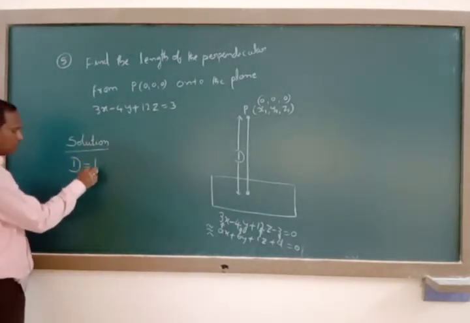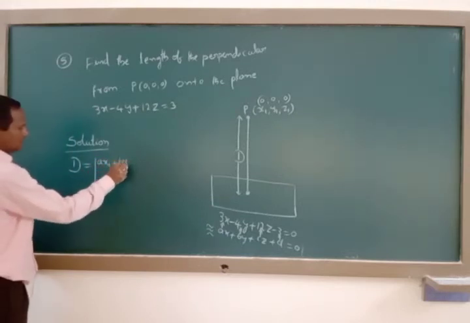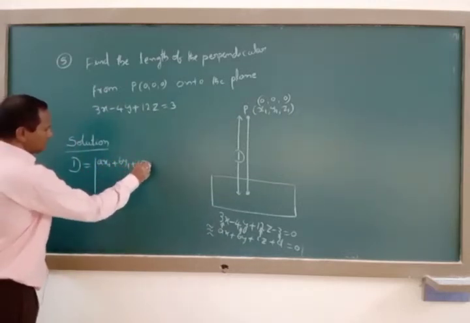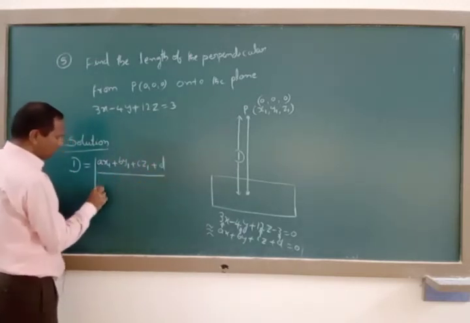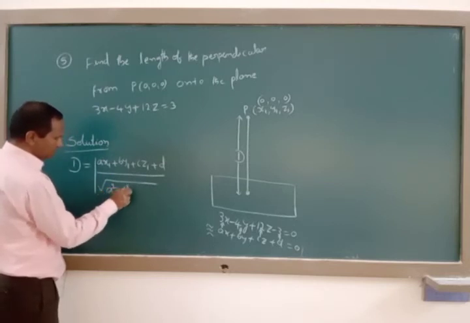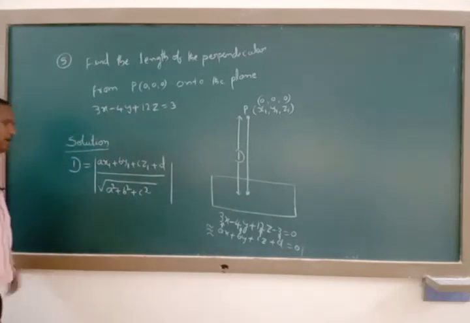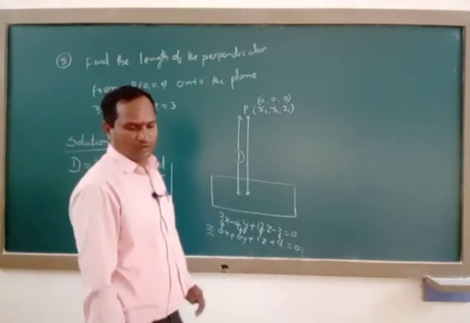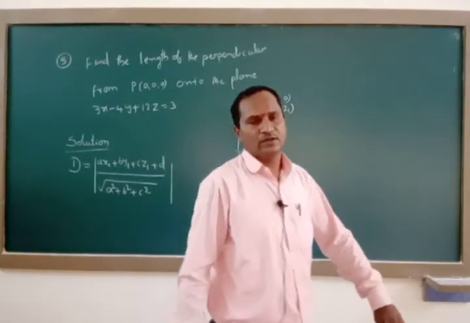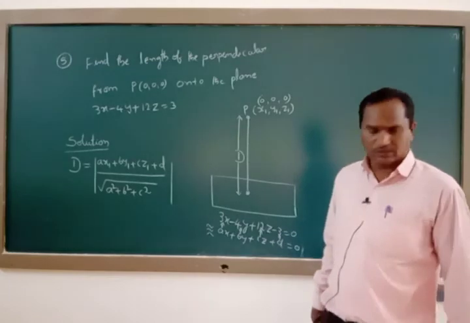D is equal to modulus of Ax1 plus By1 plus Cz1 plus D, whole divided by square root of a square plus b square plus c square. This formula we have to apply to get the length of the perpendicular from a point onto the plane, or the distance of the point from the plane, or the perpendicular distance from a point onto the plane.